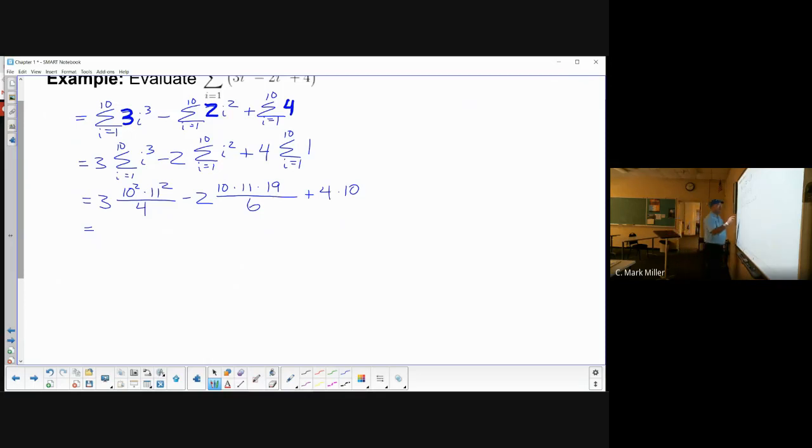So let's look here. We're going to have 3 divided by 4. What's 10 squared? 100 times 121. Let's leave that alone a second. Minus, let's see here. Those cancel. 121 times 19 divided by 3. Plus 40.